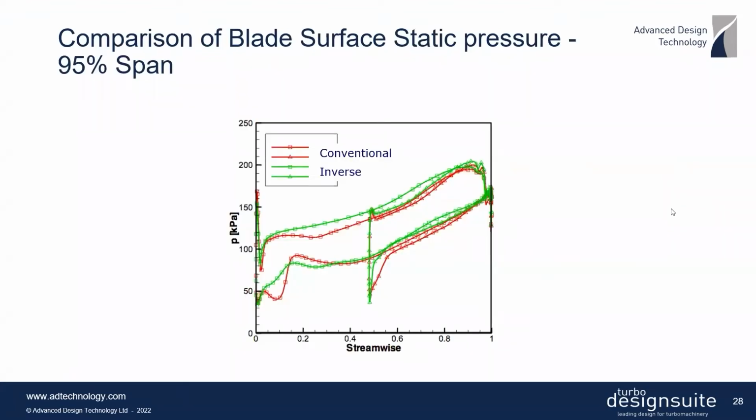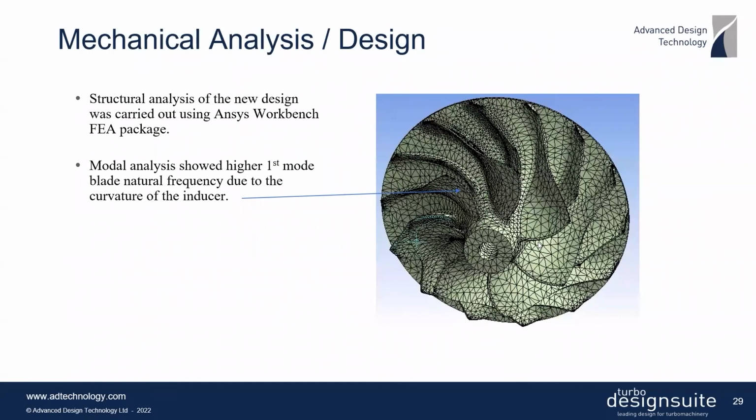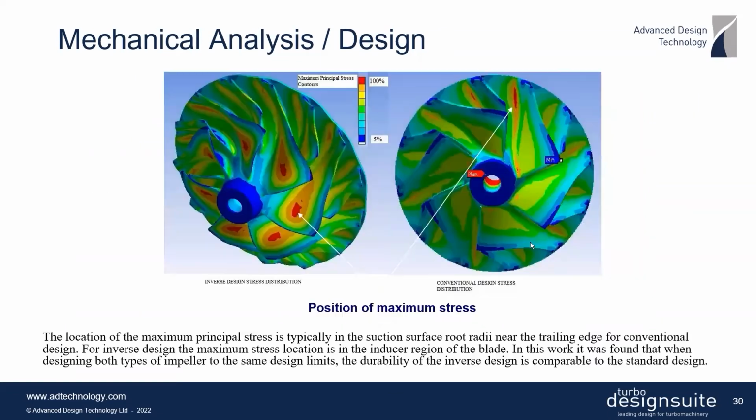And this plot is also very useful because you can clearly see the reduction in the strength of the shock. So this is the blade loading at 95% span. And the red line is the conventional and the green line is the inverse design. And you can clearly see the reduction in the shock strength in the inducer, which was very strong in the conventional design.